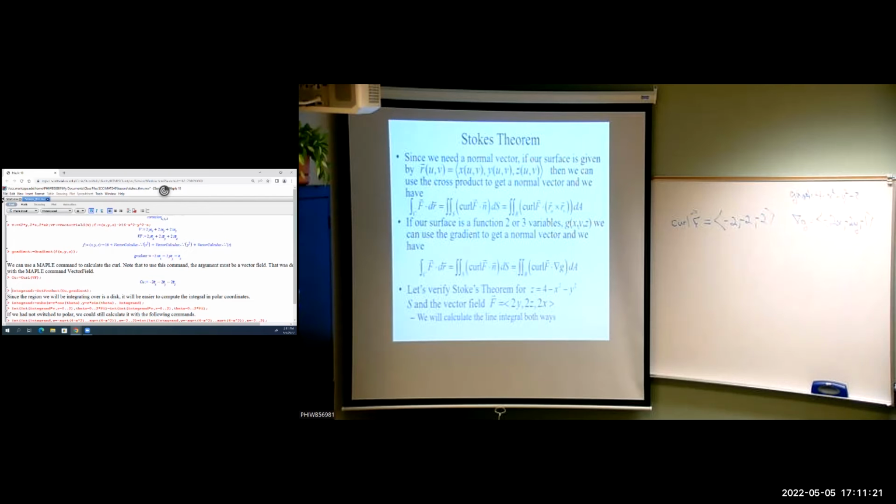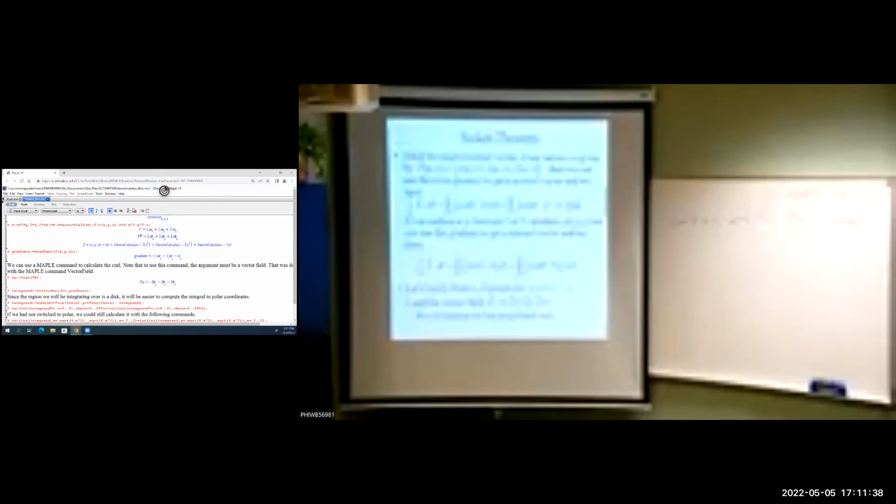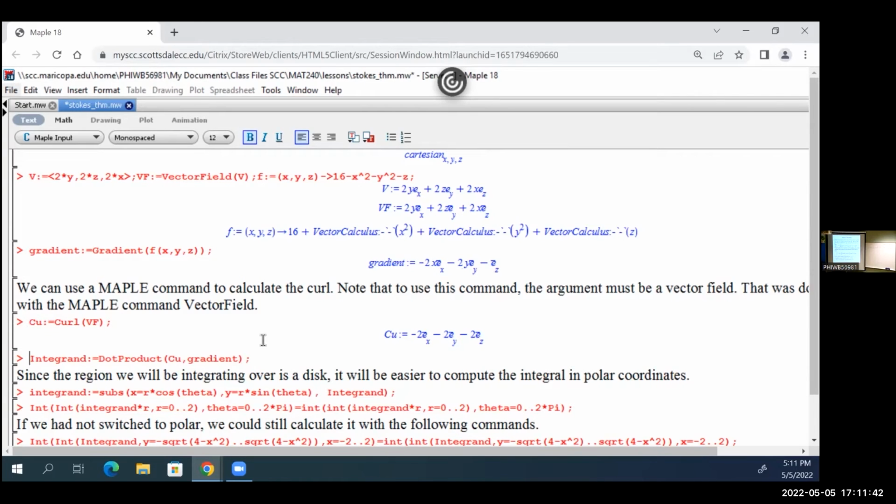equals -2x, -2y, -1. Right? Again, gradient. We've done gradient before. Mechanically, nothing new. Now, the next step says we take the dot product of those two. You can see here, I've got the gradient in Maple. Again, don't let the e to the x, e to the y, and e to the z fool you. There's the -2x, -2y, -1.